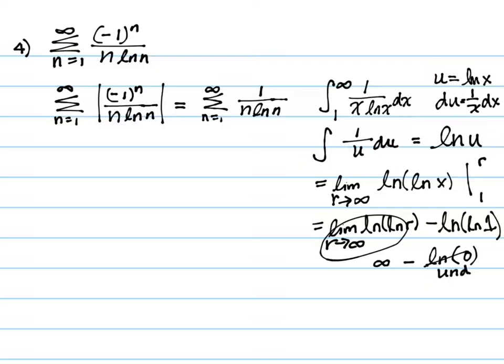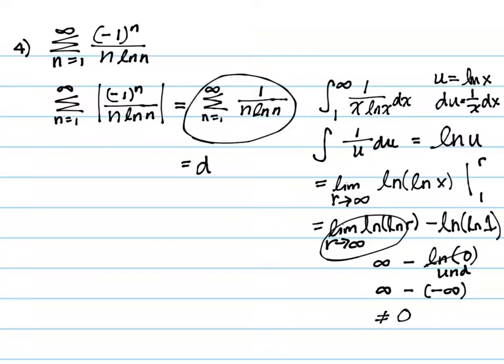So we have an undefined value here. This whole limit does not approach a number. That's the point, right? It's actually negative infinity, by the way. So if you really wanted to write it out more thoroughly, this is infinity minus negative infinity, which is something that's getting infinitely larger, right? It's infinity plus infinity or something of that nature. So this is not equal to 0 either way. So what does that tell you about this? It diverges. So this diverges.